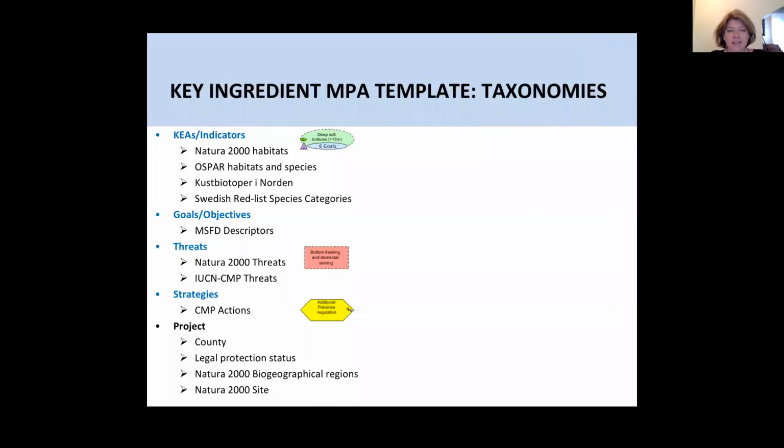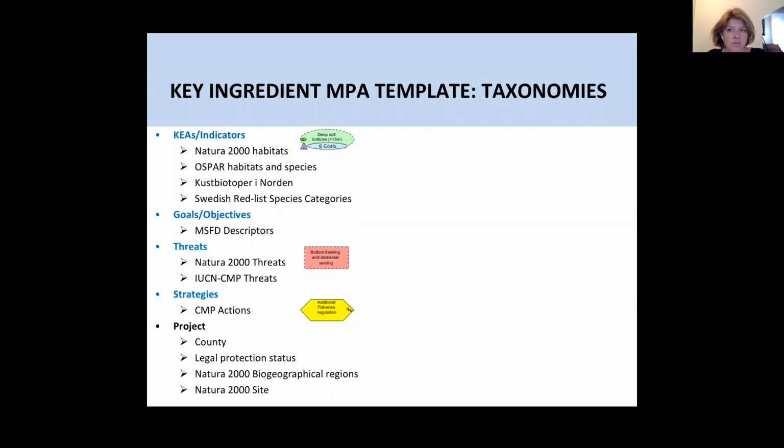So key for this entire exercise obviously is the design of this MPA template, and key for a functional MPA template that would work across all these different MPAs was the use of taxonomies, so standardized lists of, in this case, key ecological attributes and their associated indicators, goals and objectives, threats, strategies, and other project information, for example, related to the specific locality or the specific legal protection status of a particular marine protected area.